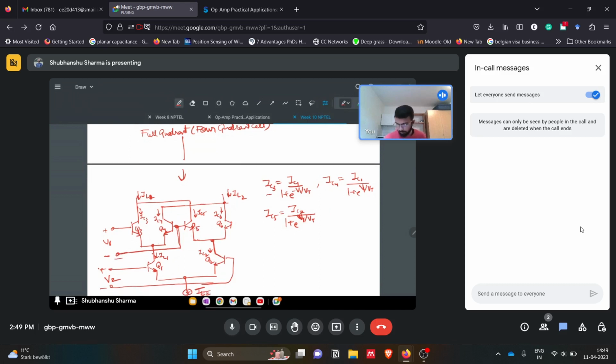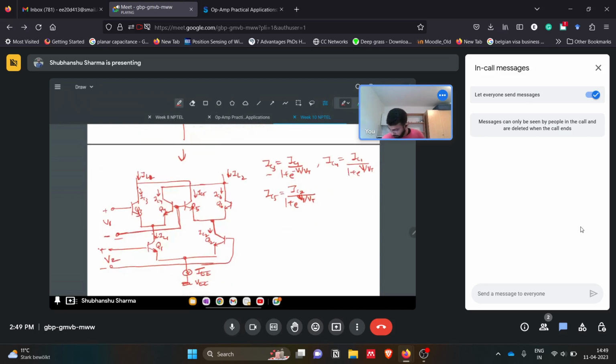And for this Q6, yeah, Q6 is connected from here like this. Okay, so here it will be IC6 equals IC2 emitter current divided by 1 plus e to the minus V1 by Vt.